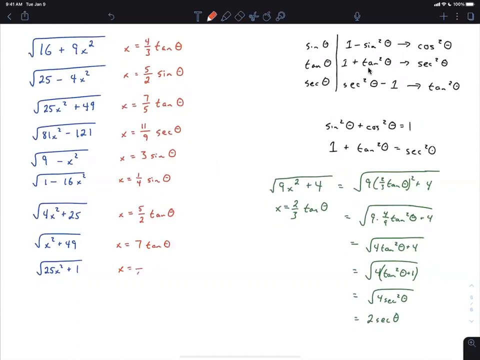Last one, we want to cancel the 25, so we put a 5 in the bottom. We want to end up with 1, so we put 1/5. And again, this one's tangent, because we're going to end up with tangent squared plus 1.